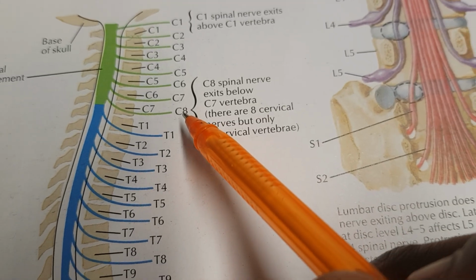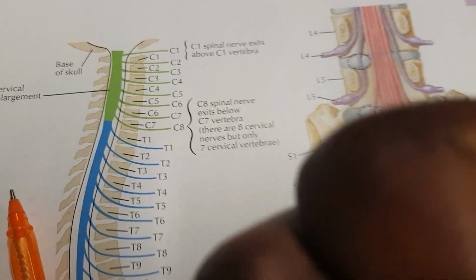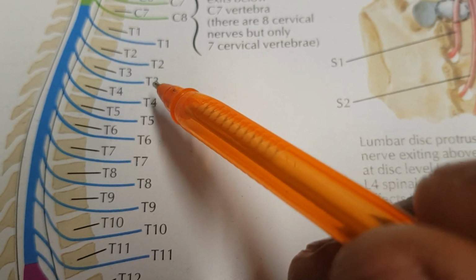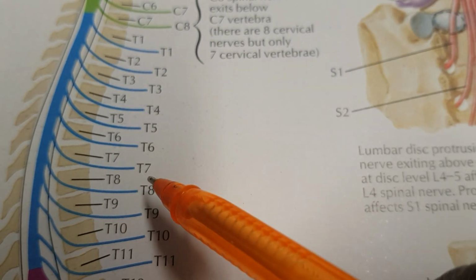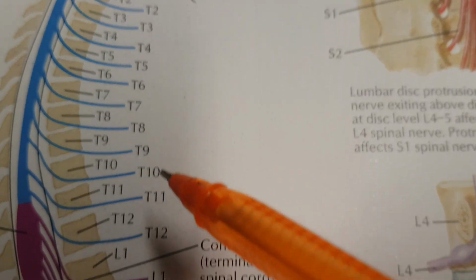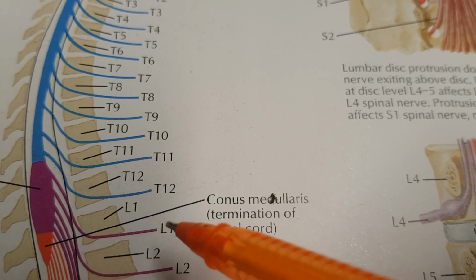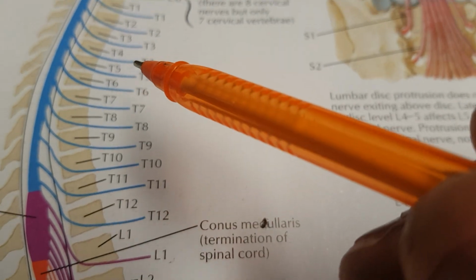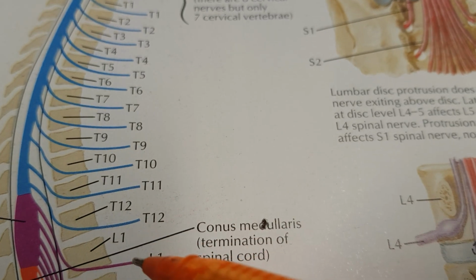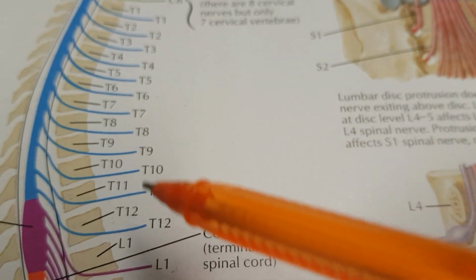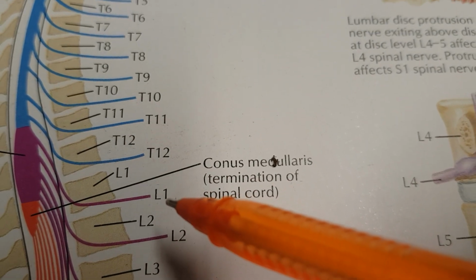C8, as I said, is thumb extension and finger flexion. T1 is finger abduction and adduction. Okay. T2, T3, T4, T5, T6, T7, T8, T9, T10, T11, T12, and L1. There is no specific muscle you can test for these. And there are no reflexes you can test for T2 up to L1.